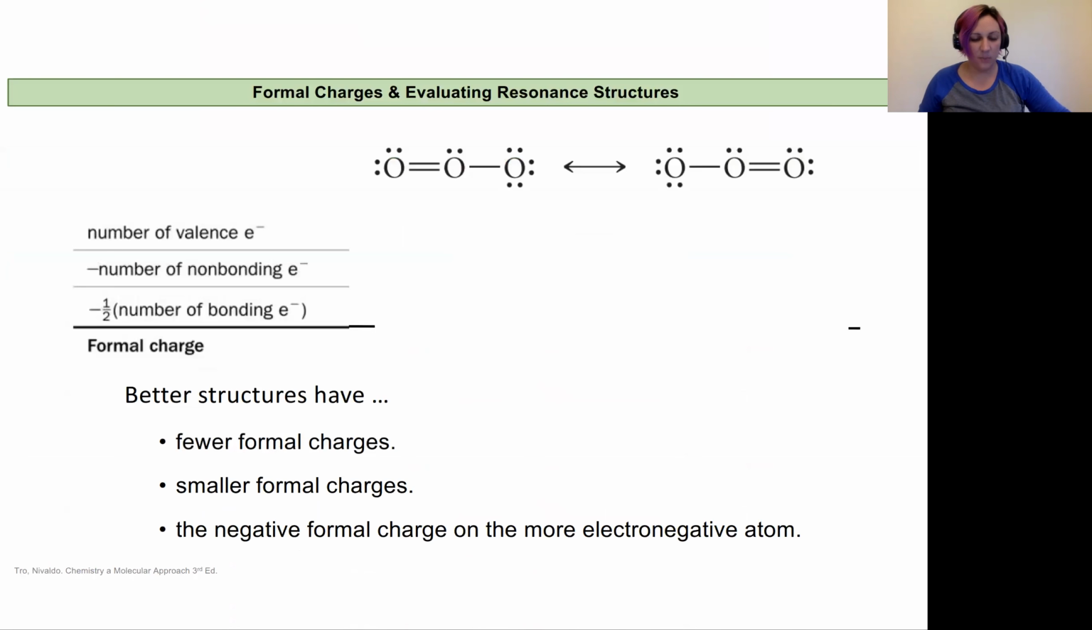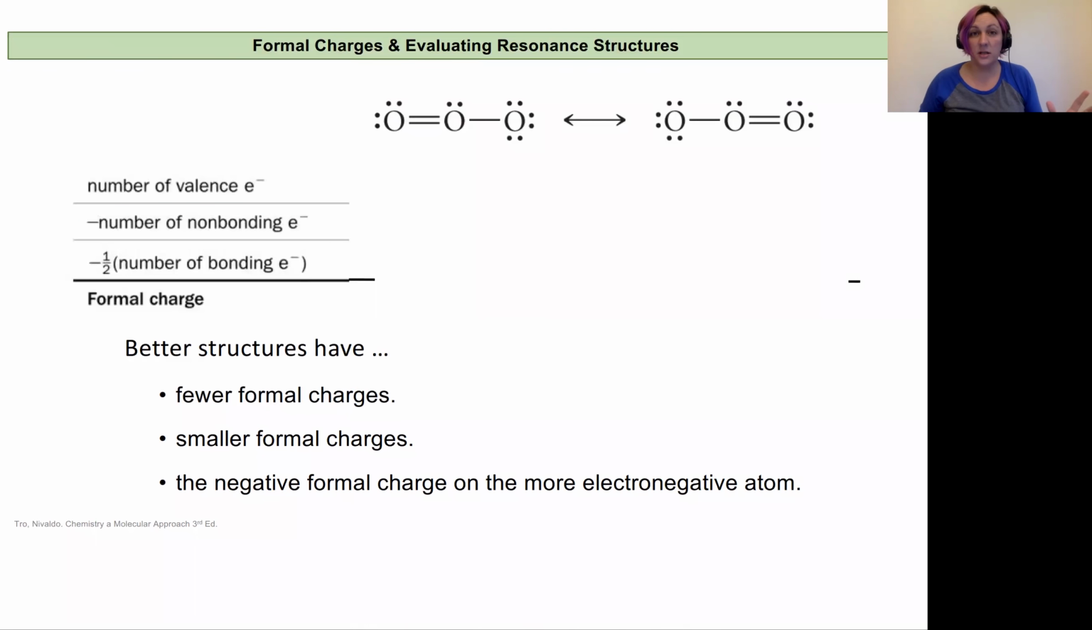All right, let's keep working with ozone since we just talked about it as a resonance structure. Let's evaluate the formal charge for each of its two resonance structures. That's what we use this a lot for: comparing resonance structures. We also use it for comparing different Lewis structures of the same molecule to see which one is the most likely. So let's do it for the first one, and then it'll be similar for the second.